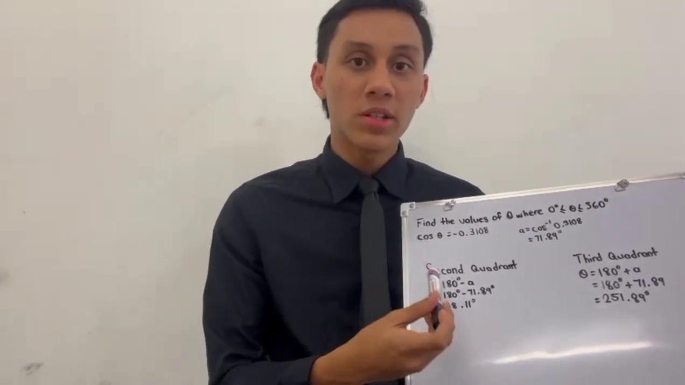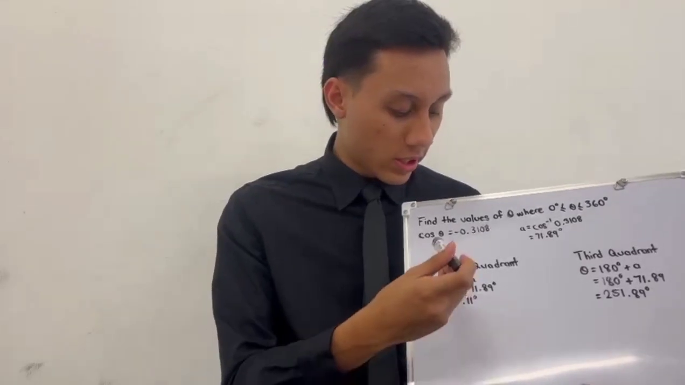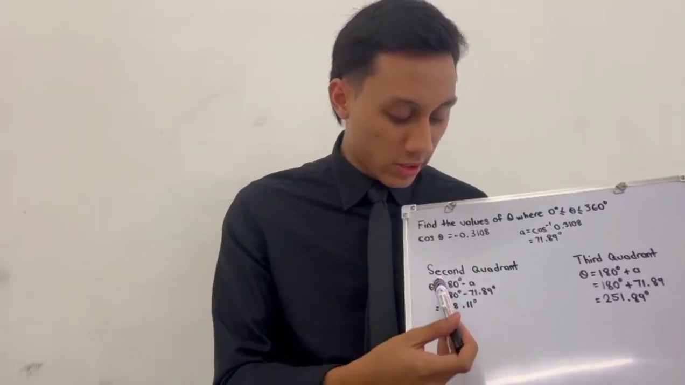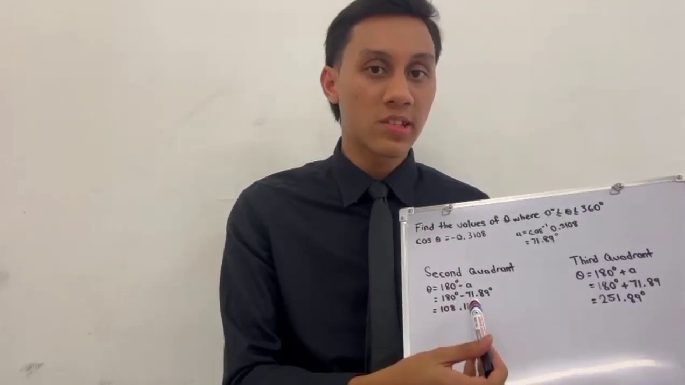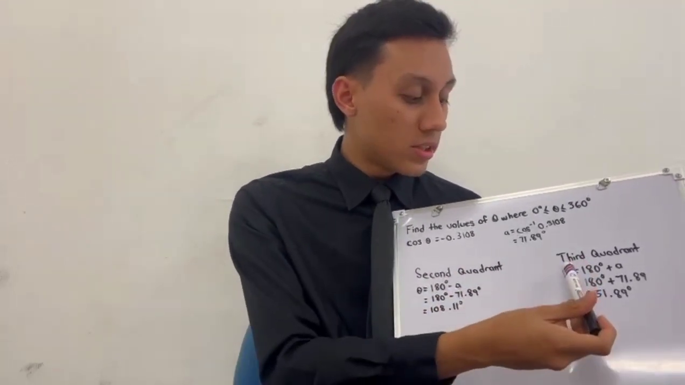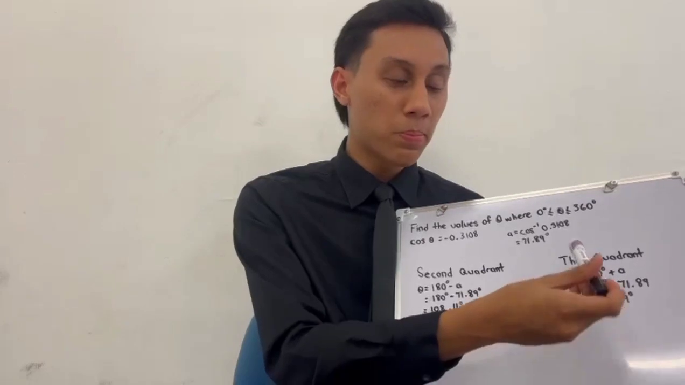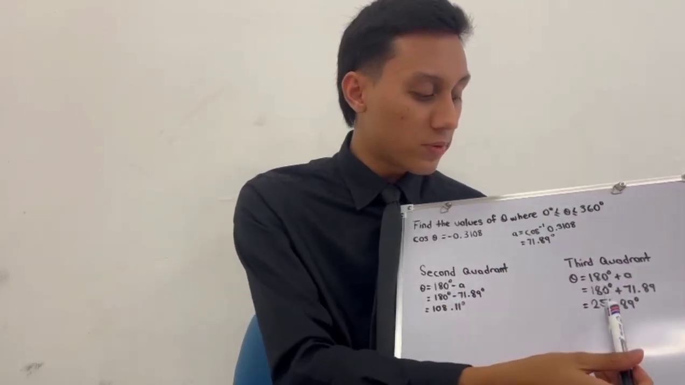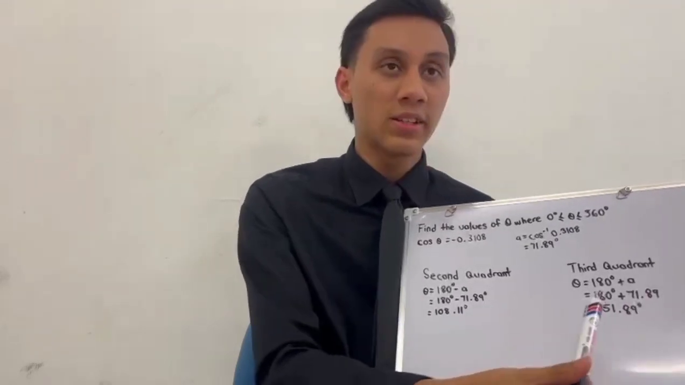For the second quadrant calculation, 180 degrees minus the reference angle, and you get 108.11 degrees. For the next part, 180 degrees plus the reference angle, and you get 251.89 degrees.